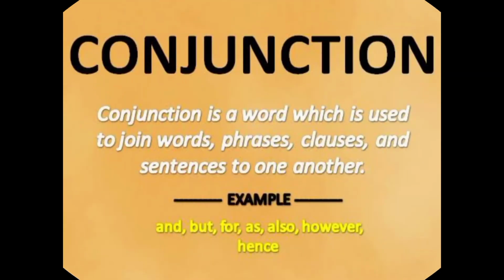A conjunction is a word which is used to join words, phrases, clauses, and sentences to one another. That means these are like an adding factor that joins these words, these sentences, these clauses, and these phrases together. We have examples: and, but, for, as, also, however, hence, and so much more.